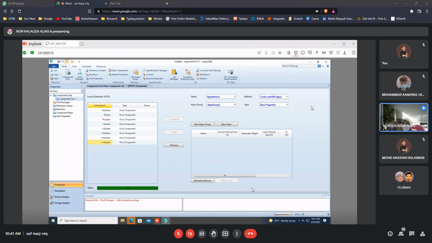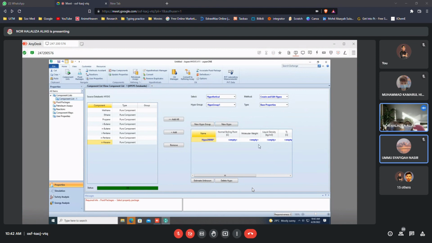Okay, are you following? Class, are you following? Yes. Untuk type ni biarkan default base properties. So macam mana nak masukkan C7 star tu? Next kita ada dua button ni. Satu new hypo group, satu lagi new hypo. Jangan masuk group. Group ni dia akan keluar banyak. So kita masukkan new hypo saja sebab kita ada satu komponen. Klik hypo.